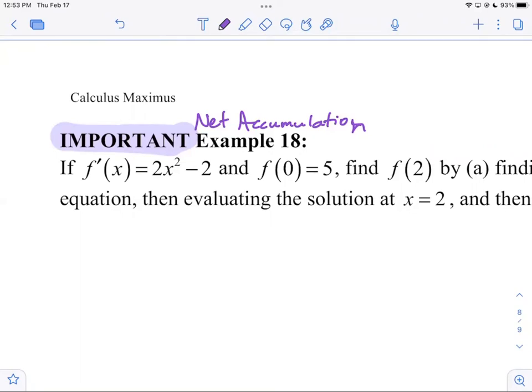Okay, so let's get back to important example 18. Indoor plumbing is important when it works. Probably even more important when it don't, right? Someone call the plumber.